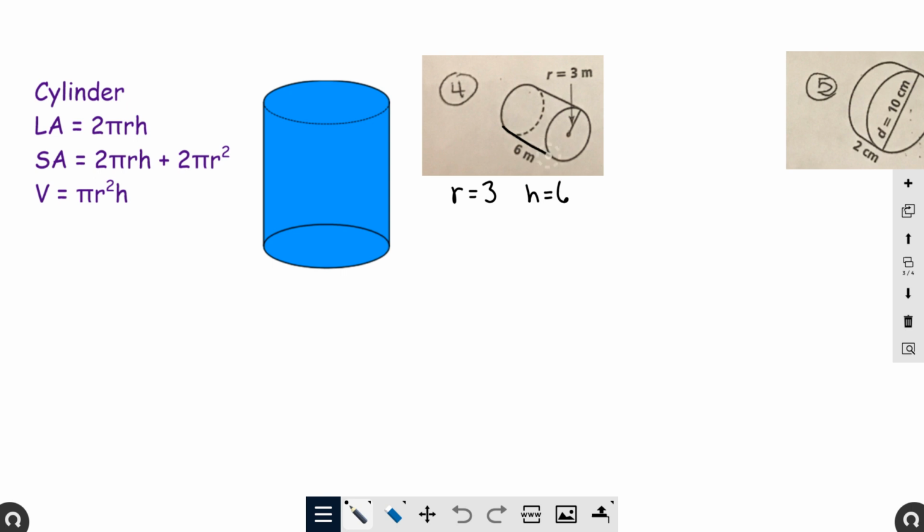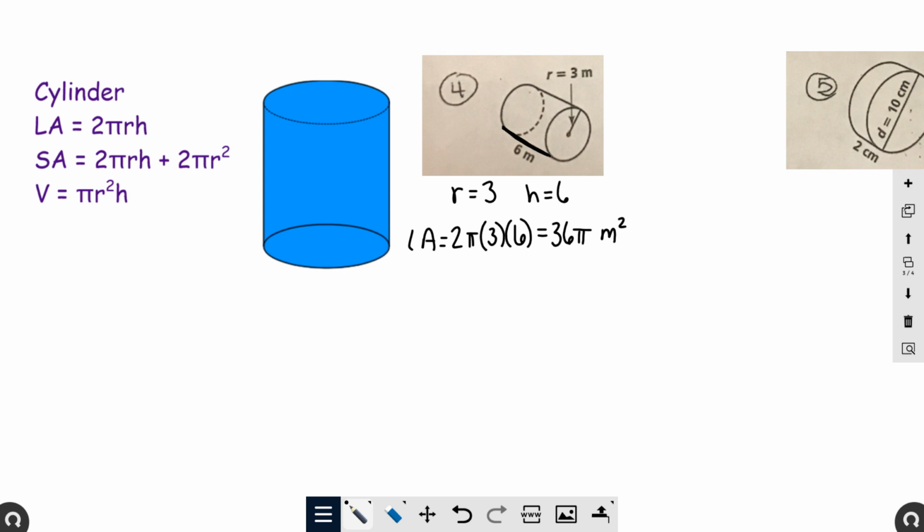6, because it's the distance from circle to circle. So just plug them in. LA is 2 pi times 3 times 6. Now, I like to leave mine in terms of pi, so if you do this in your calculator, you might want to do the same thing. Don't touch the pi button. Just do 2 times 3 times 6. 36. And don't forget to put the pi with it. And then don't forget units.